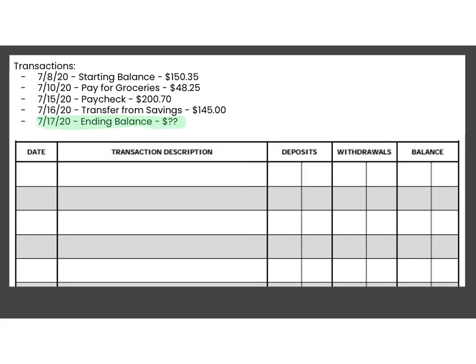The first transaction happened on July 8th. So I'm going to fill in the date, 7/8. And then this tells me this was my starting balance. So for transaction description, I'm going to write starting balance. Since I'm not putting money into or taking money out of the checking account, this is just what I'm starting with. I'm only going to place this in the balance column.